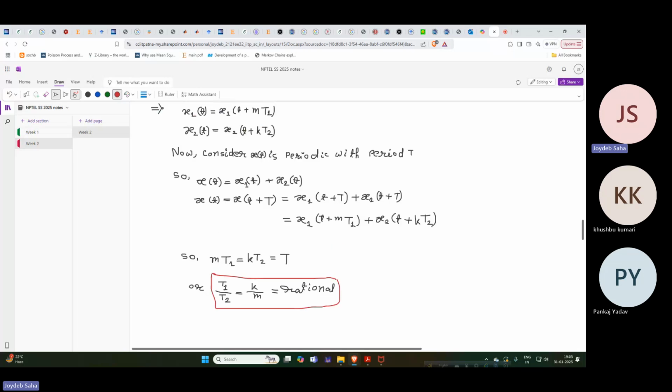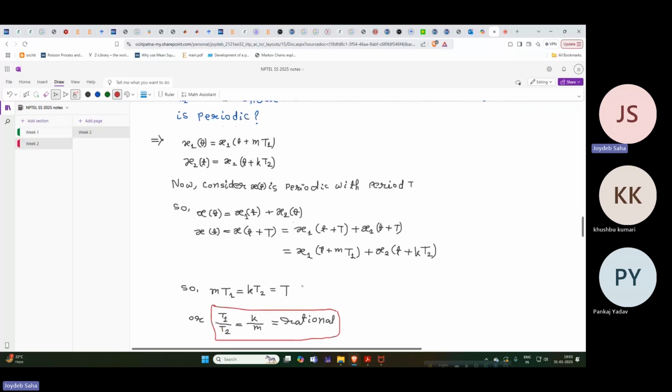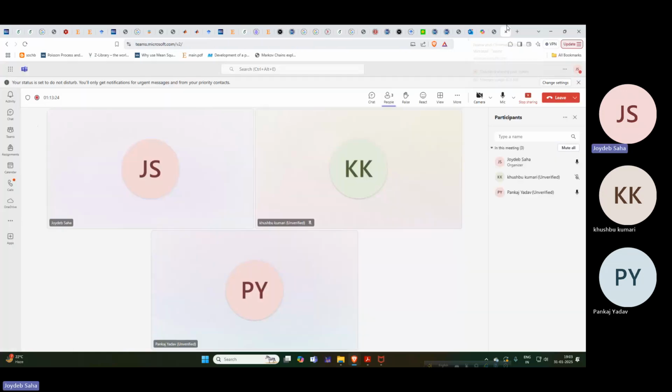Okay, so this is the solution. Please look into the solution and try to understand what we have done. Then we will proceed to the next question. Take 2 to 3 minutes.